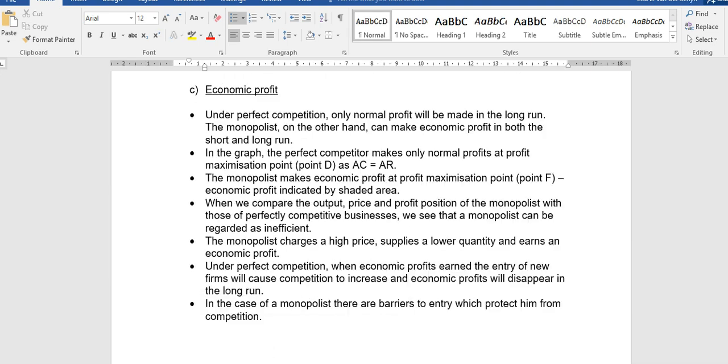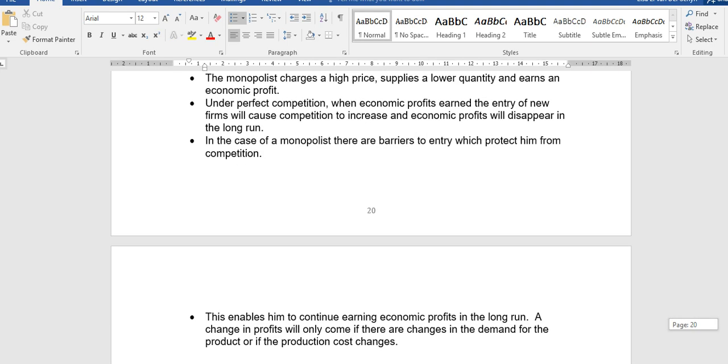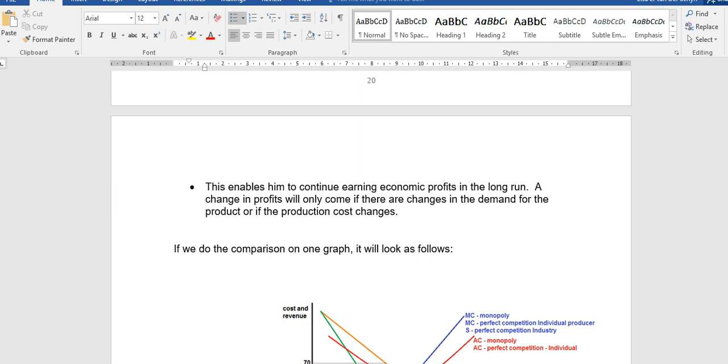Again, this is an easy essay to write, if you know what you're doing in terms of the graphs. If you can draw both of the graphs and you remember your assumptions, normal profit for the individual producer in the perfect market and economic profit for the monopolist, you draw it correctly. You remember the quantity has to be lower for the monopolist and the price has to be lower for the perfect market. You remember our little assumptions, then this is really an easy essay to write.